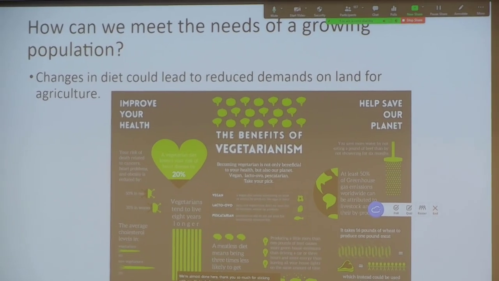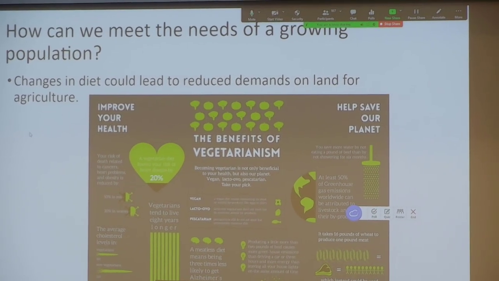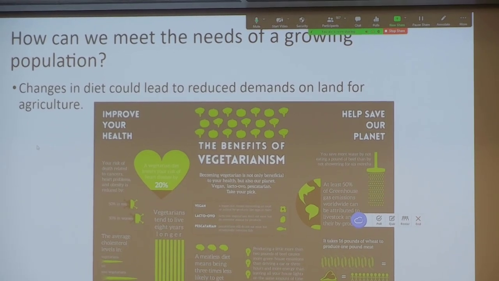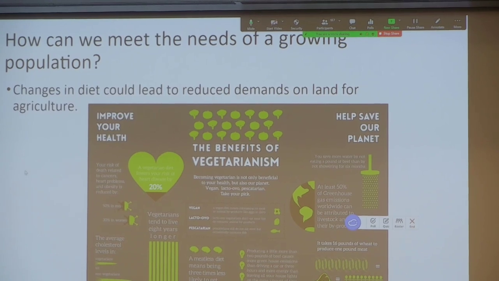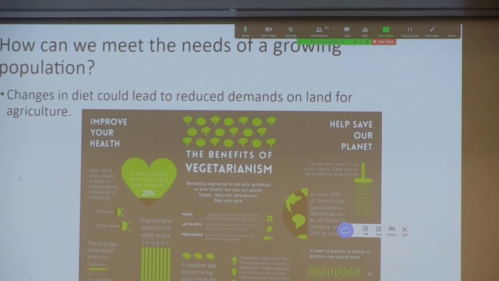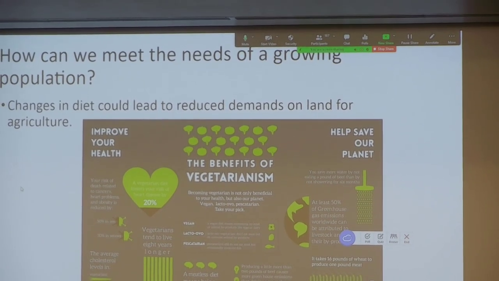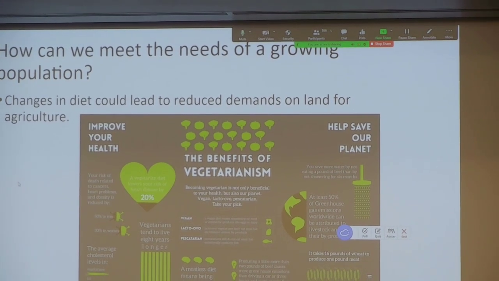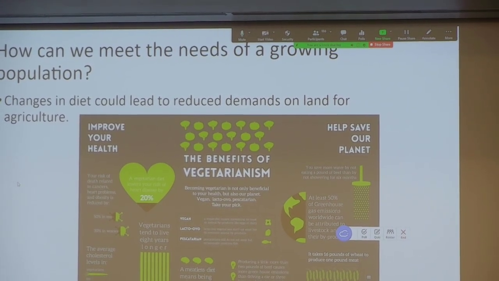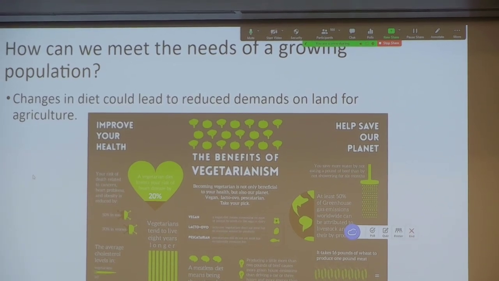So how can we meet the needs of a growing population? Some people argue for vegetarianism, it would require less land to feed the same number of people. There's a lot of benefits to it. I have spent a bit of time saying I'm not a vegetarian. I had steak for lunch, so it's a little hypocritical. But the arguments make sense to me. I'm kind of heading that way.